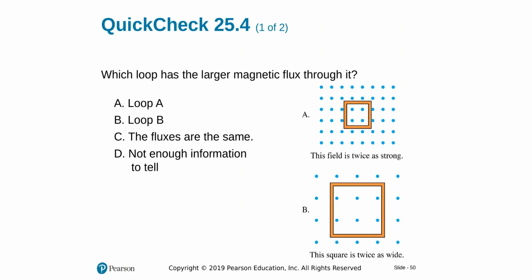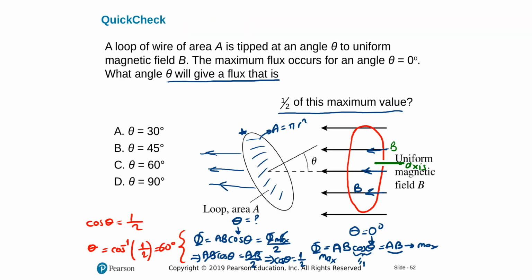This is a quick check question here. Which loop has more flux passing through it? You can literally count the number of magnetic field lines passing through. 4 here, 6 here. Of course, a larger loop will have more magnetic field lines passing through it if they have the same angle with the magnetic field, which is the case here. So loop B is the answer here.